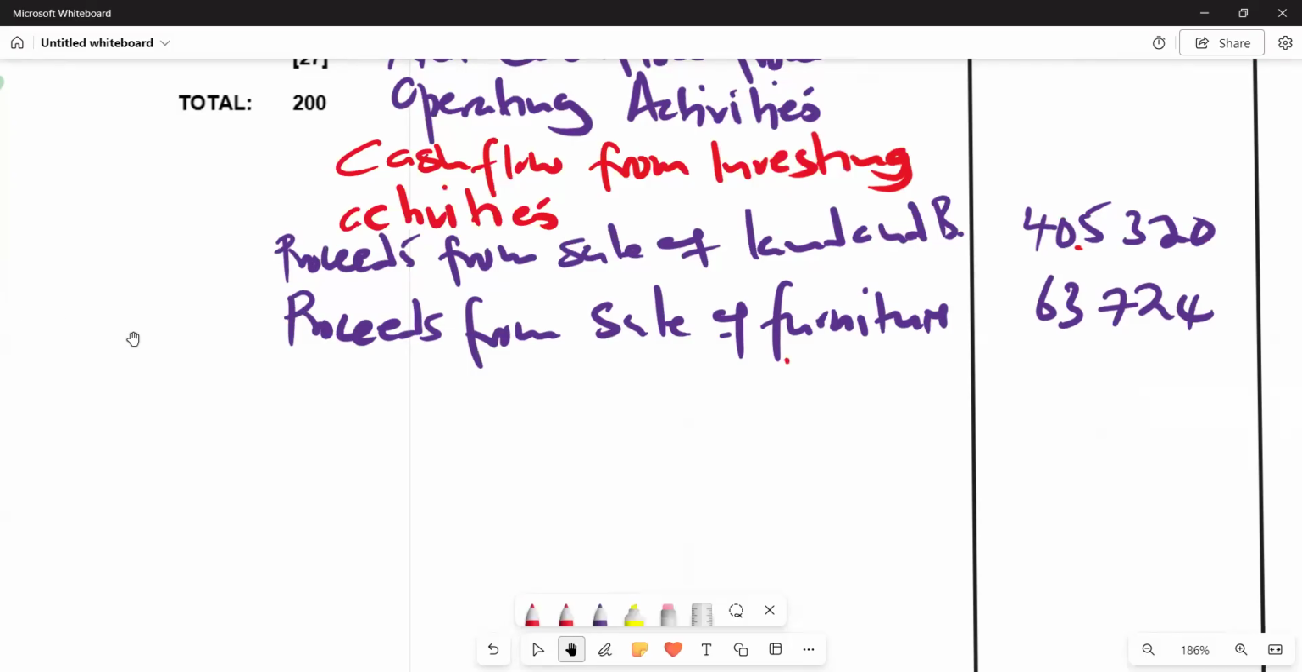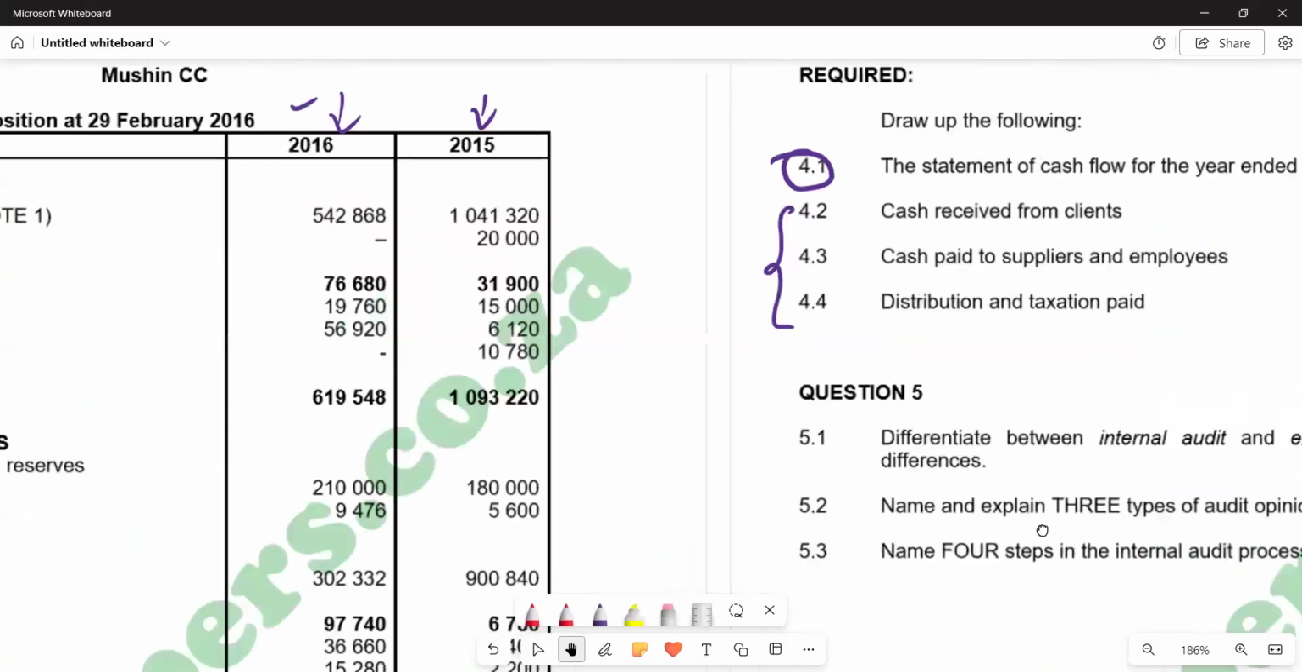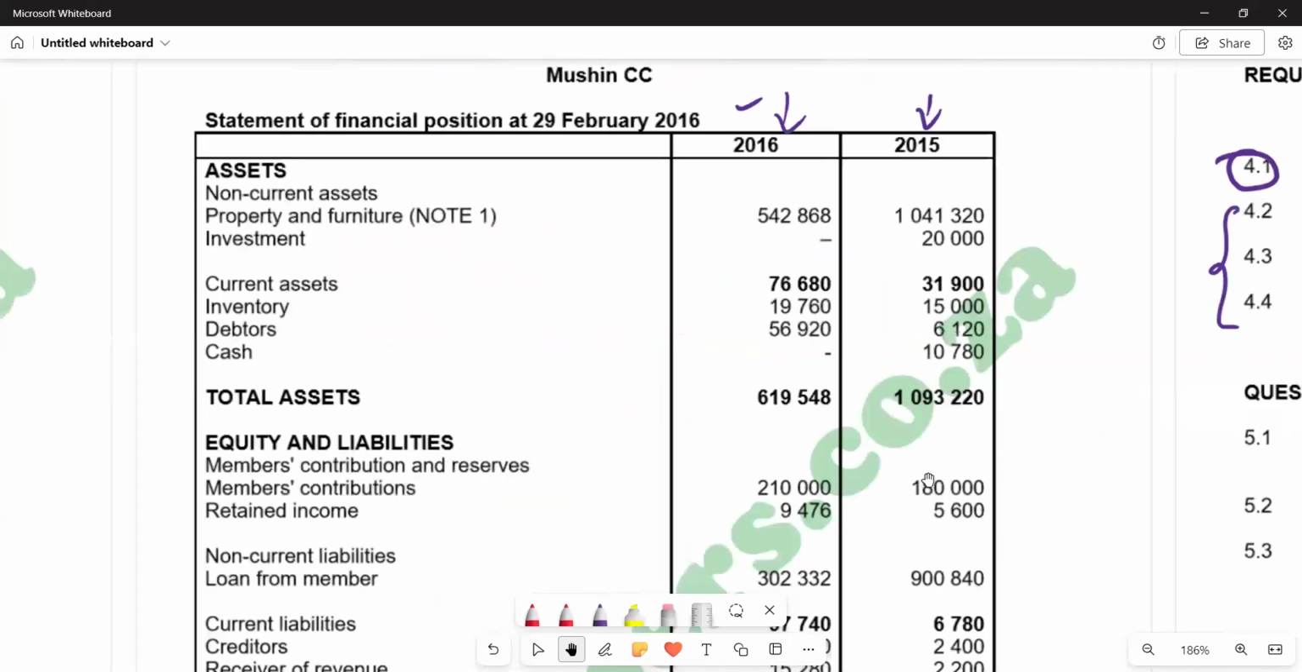Then if you go to our statement of financial position, which is here, you will see that we also have investments, which was 20,000 in 2015, and now it's zero. So what does it mean? It means there was a maturity of investment. When the investment balance reduces like this, it means we received money as a business, it matured. So we matured with 20,000.